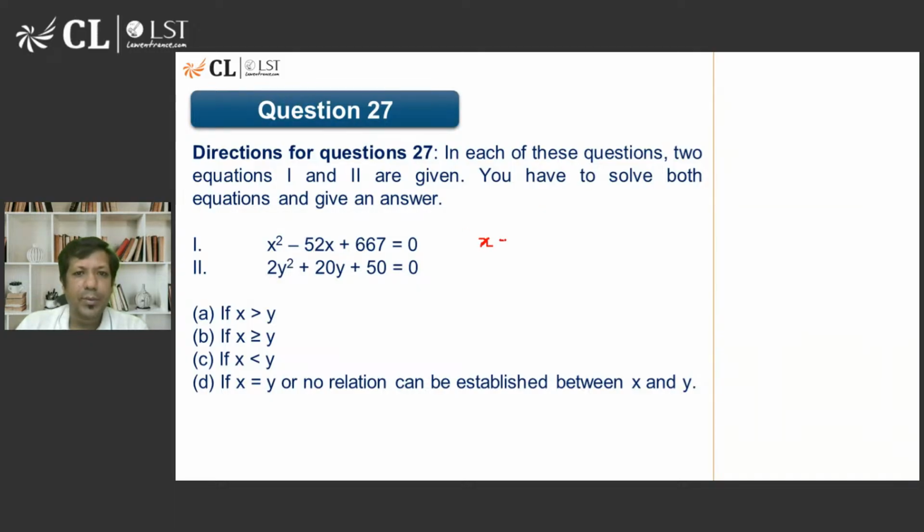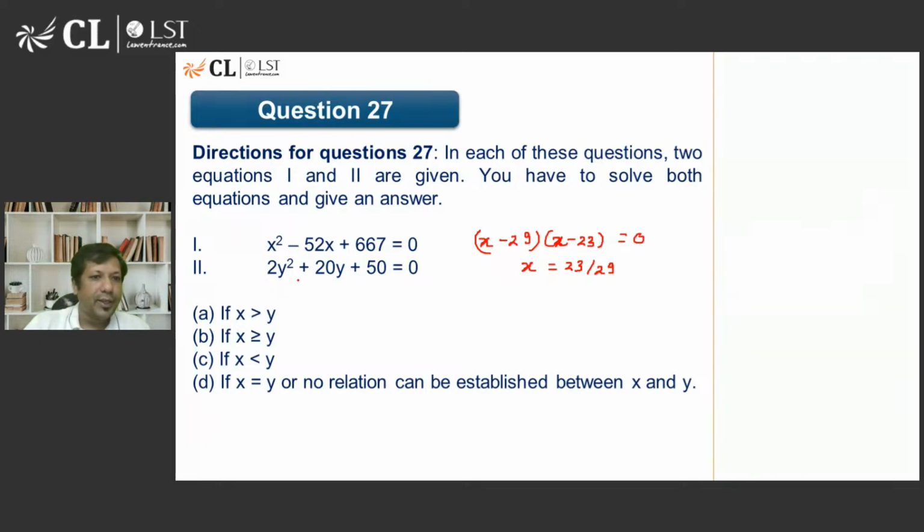So (x minus 29)(x minus 23) is equal to 0. Okay. So x is either 23 or 29.